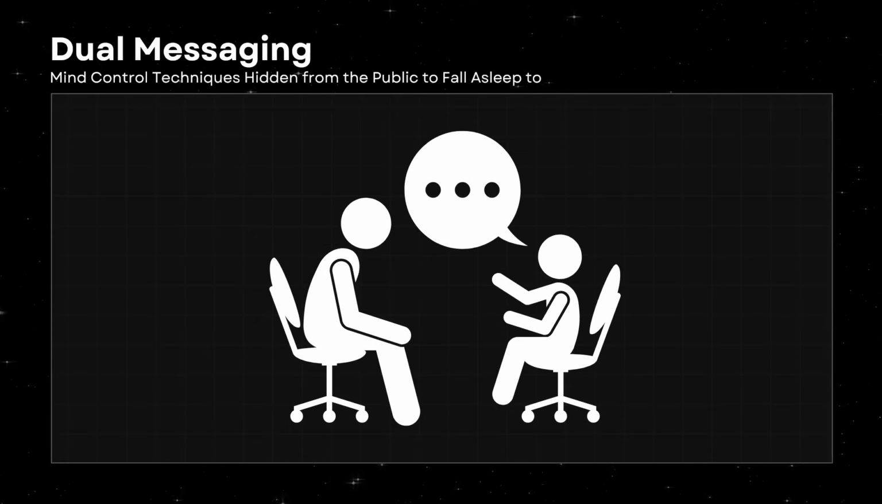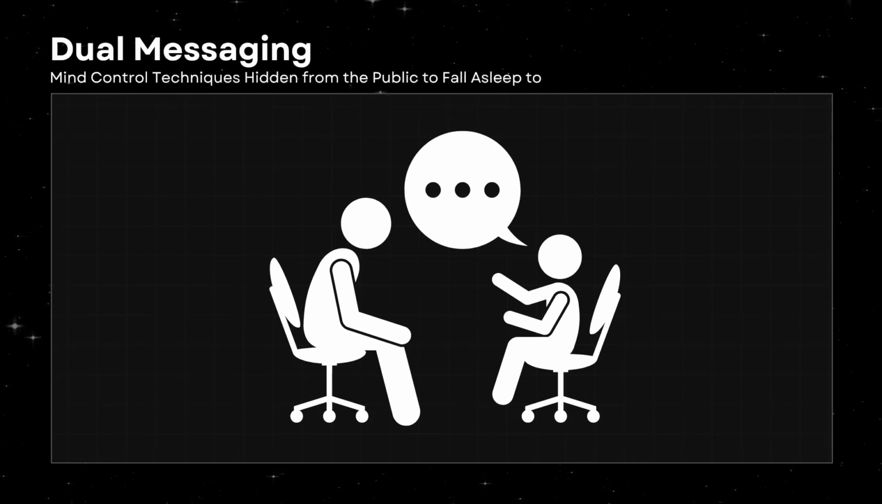Dual messaging is the act of sending two conflicting signals at the same time. One may be verbal, the other may be non-verbal, or both may be spoken, but carry different meanings. The result is confusion. The listener doesn't know which message to trust. Over time, this confusion weakens independent thought and increases compliance. When used often, dual messaging can train people to stop trusting their own judgment.